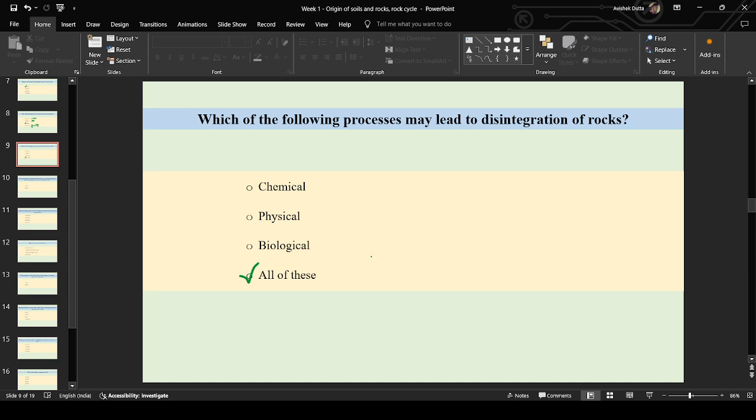Otherwise, the biological processes of small organisms or microorganisms might secrete something which can have chemical interference with the rock and may cause disintegration. So in this way, chemical, physical, and biological, all three processes can cause disintegration of rocks. So all of these is the correct answer. Next question.